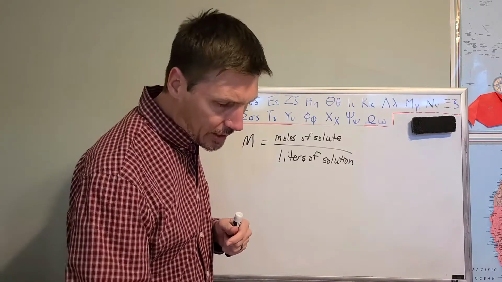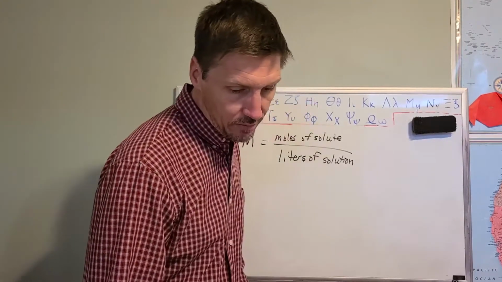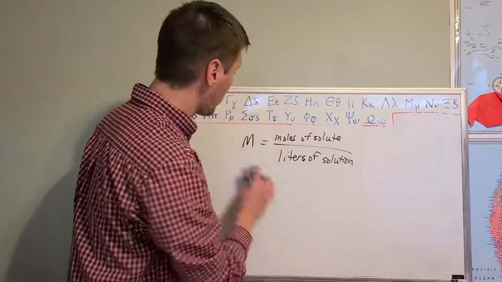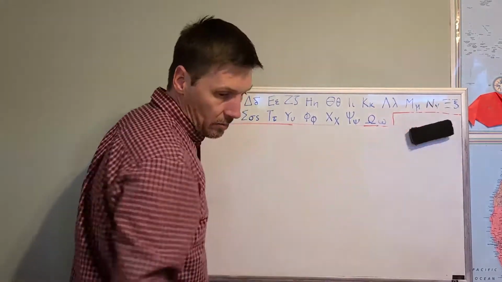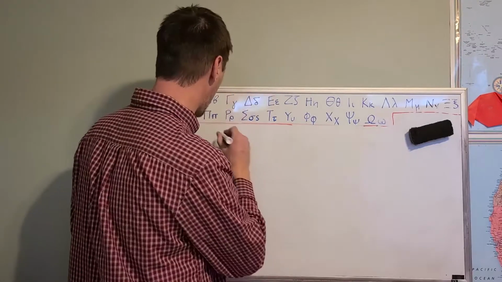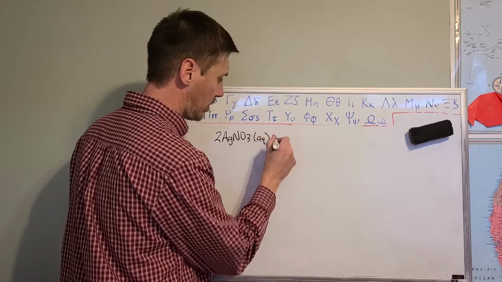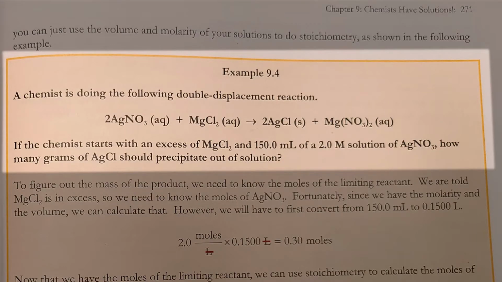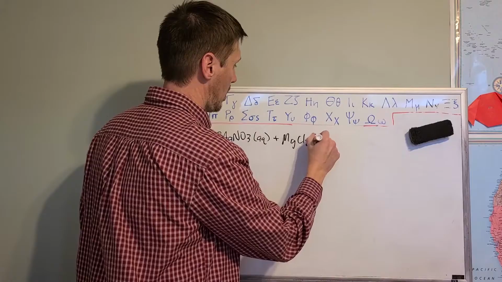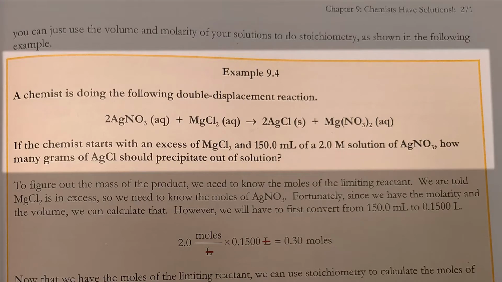All right, so let's do a problem where we use this in a stoichiometric calculation, and that is on page 271, example 9.4. Example 9.4 says this: a chemist is doing the following double displacement reaction. We're given this formula: 2AgNO3 aqueous plus MgCl2 aqueous is going to give us 2AgCl as a solid. You remember that? We've looked at that.